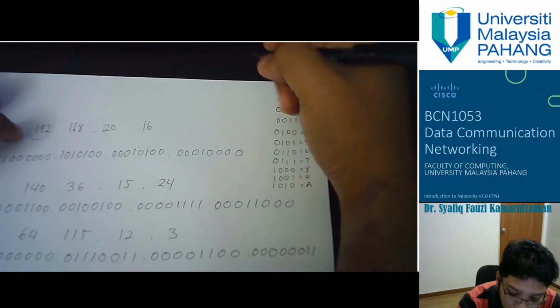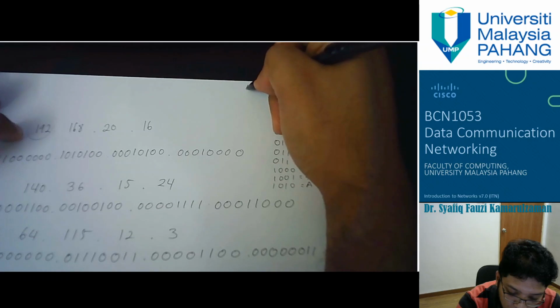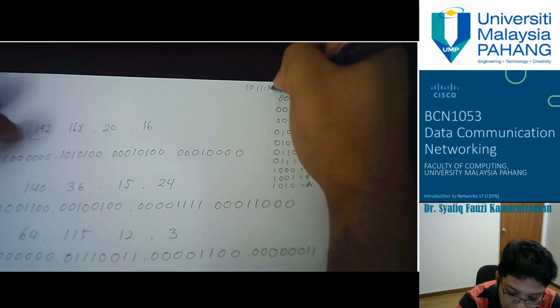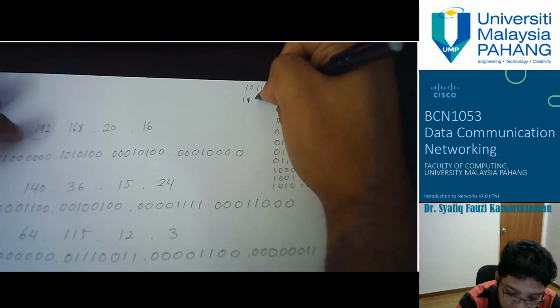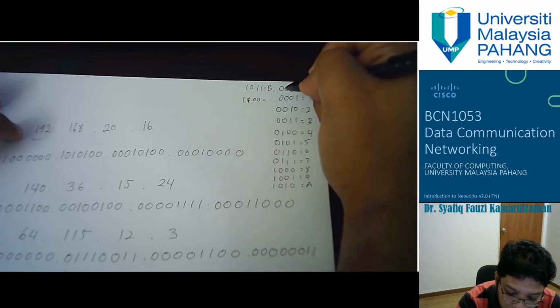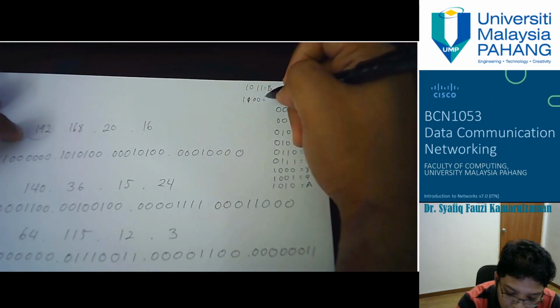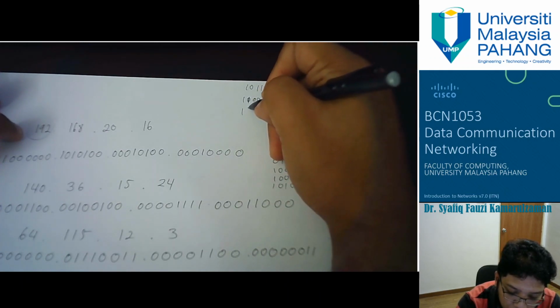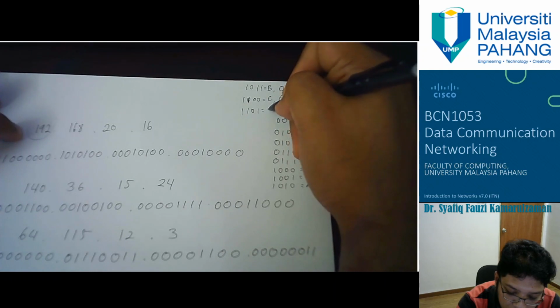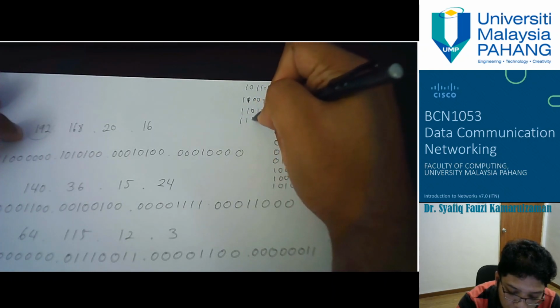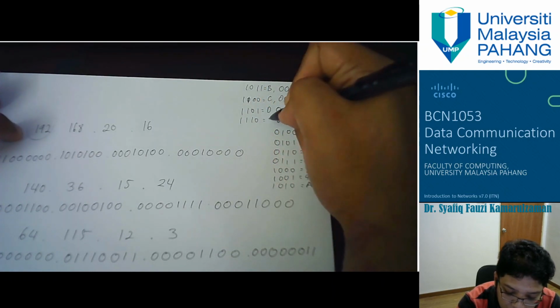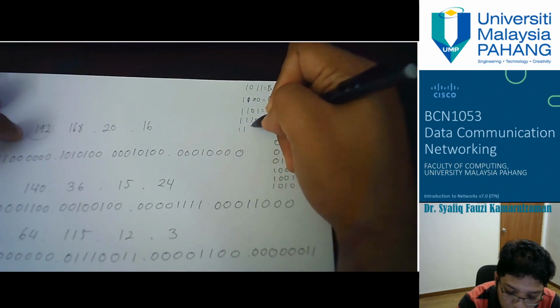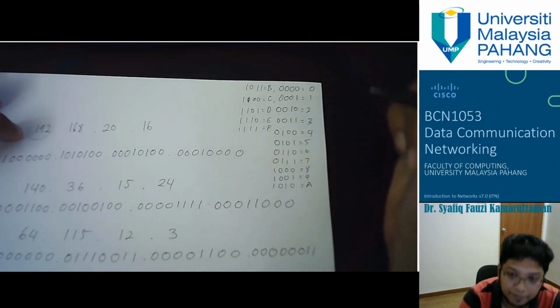So we continue on the top. 1011 equals B, 1100 equals C, 1101 equals D, 1110 equals E, 1111 equals F.